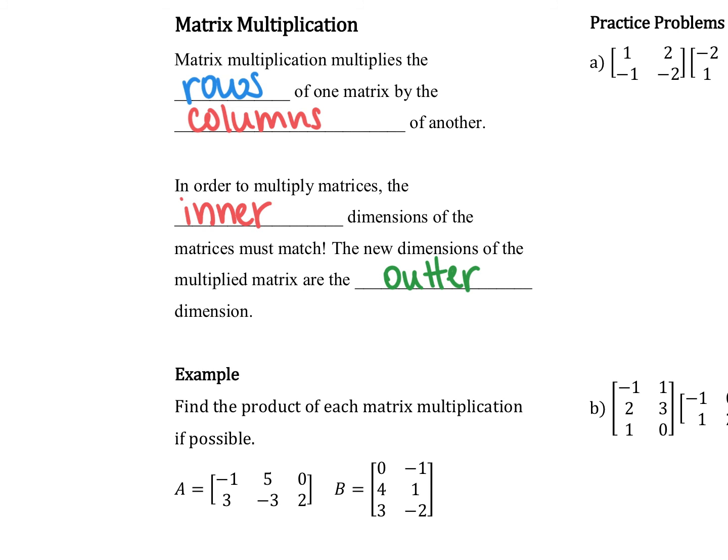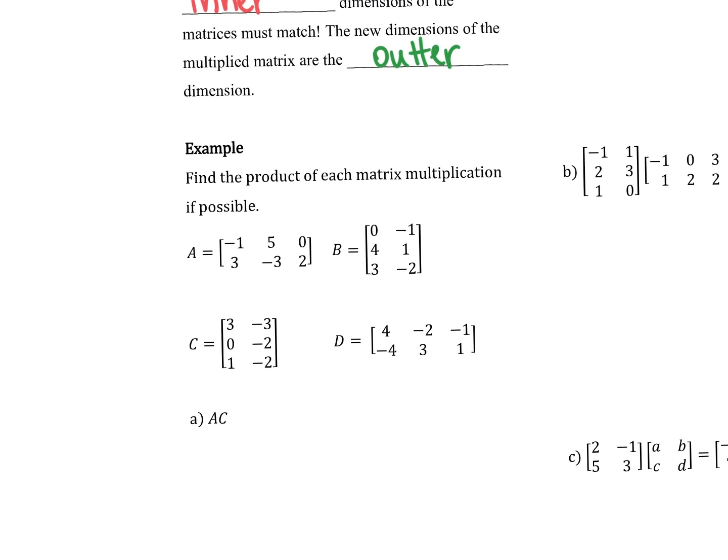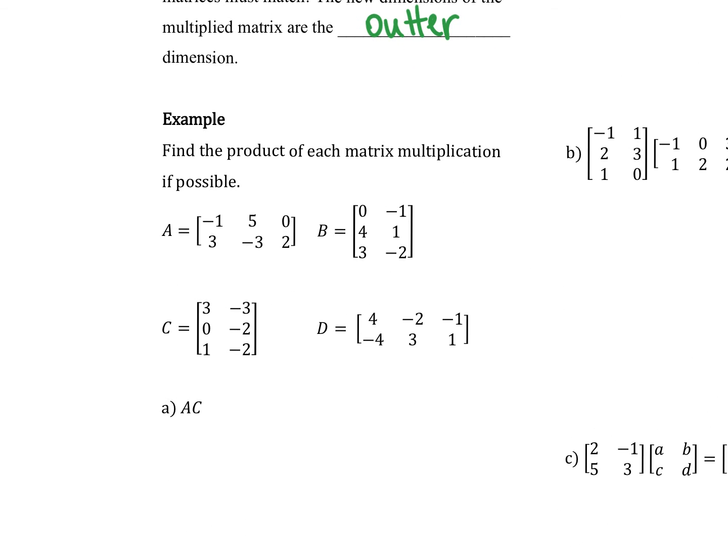Here's what I mean by that. The first thing you do in any matrix multiplication problem is you always want to know, can you actually do it? So again, find the product of each multiplication if possible. First thing we're going to do, identify the dimensions. So we have A is 2 rows by 3 columns. B is 3 rows by 2 columns. C is 3 rows by 2 columns, and D is 2 rows by 3 columns.